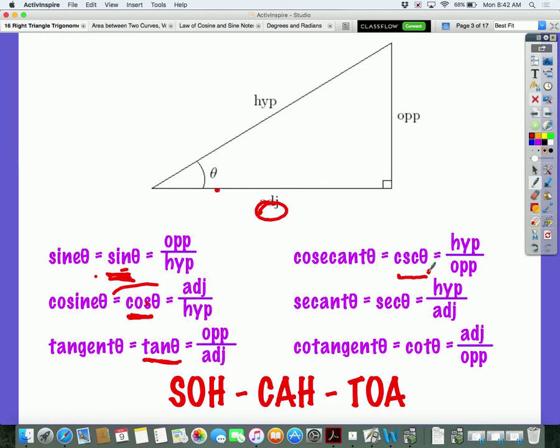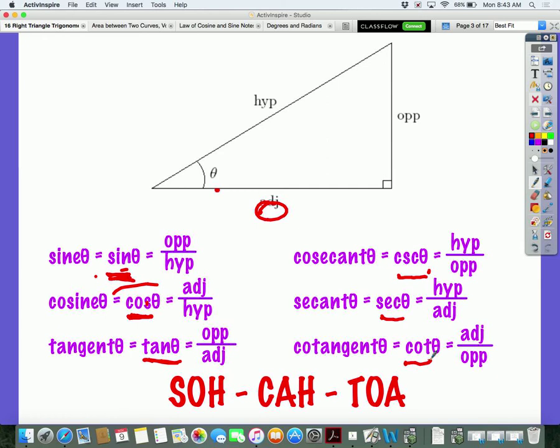This is secant. Everybody say secant. Secant. It's abbreviated SEC. Okay, so secant theta is the reciprocal of cosine. So you flip the cosine ratio to get hypotenuse over adjacent. That is secant. Everyone okay? Cotangent. Everybody say cotangent. It's abbreviated COT. Okay? Cotangent of theta is the reciprocal of tangent. So you flip that ratio to get adjacent over opposite. Those are your 6 trig functions that you can use with right triangles.